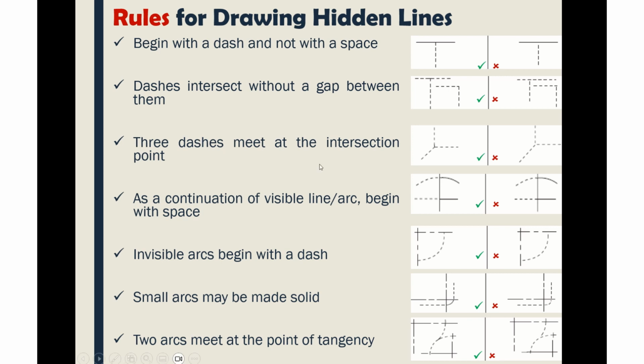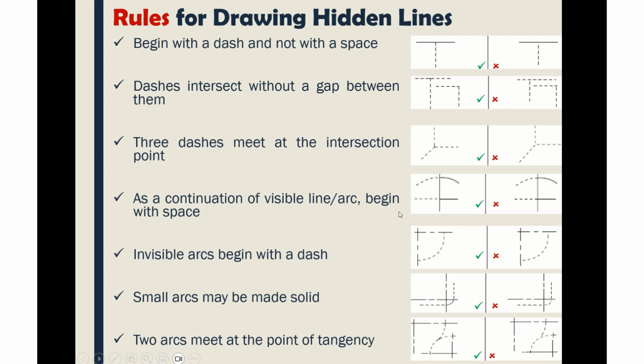Three dashes meet at the intersection point. There we go. You can see the intersection point of three dashes. Okay, and this is wrong because at the intersection they are not meeting. You can see a gap at the point of intersection of these dashes. That is not appropriate.